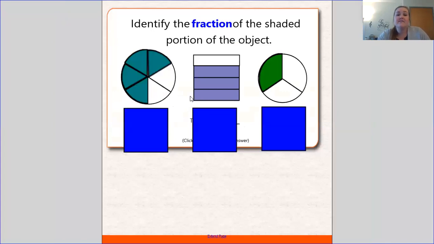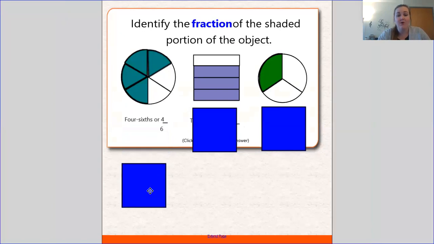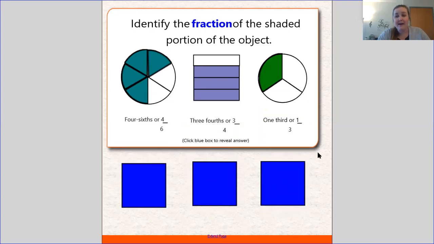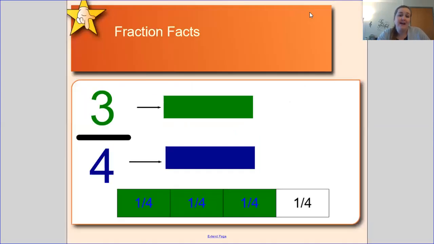Now let's identify the fractions of these shaded portions. Take a moment. Okay, this one is going to be 4/6. Take a look at this one. 3/4. And this last one over here is 1/3. Just a few reminders on how you go ahead and label fractions.